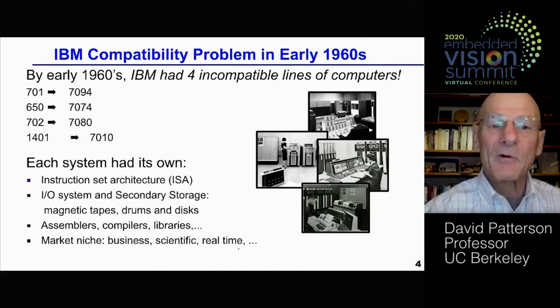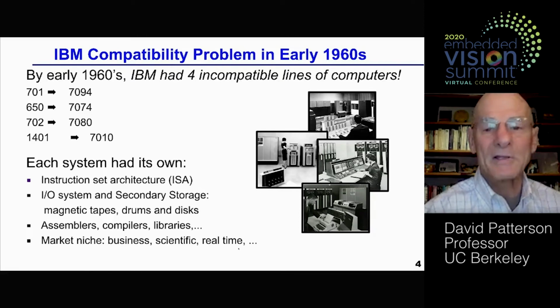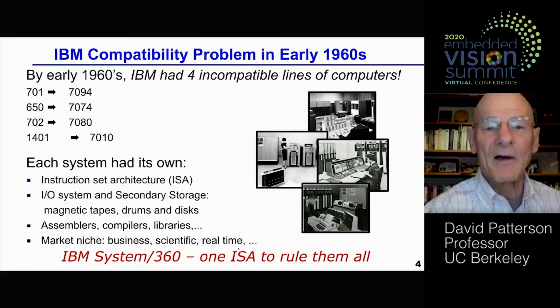So let's go back more than 50 years, and IBM had this big problem. They had 4 incompatible lines of computers. Each had its own instruction set architecture and basically its own operating system, software stack, and its own markets. So IBM engineers came up with this bold idea to unify all the markets and niches into a single instruction set called the IBM System 360.